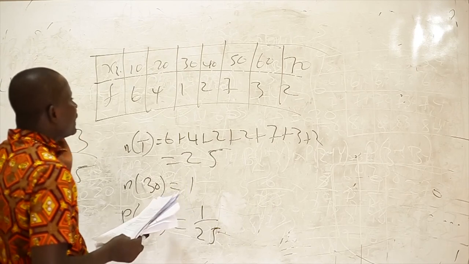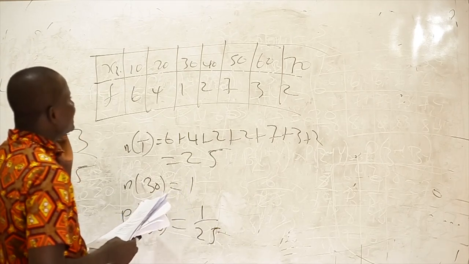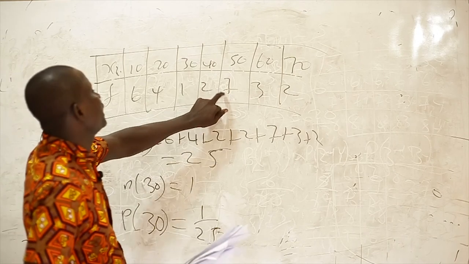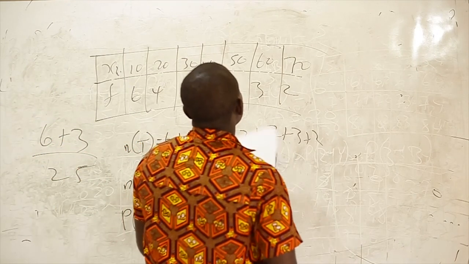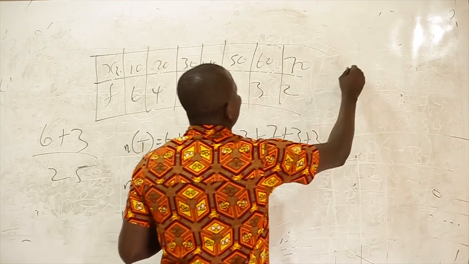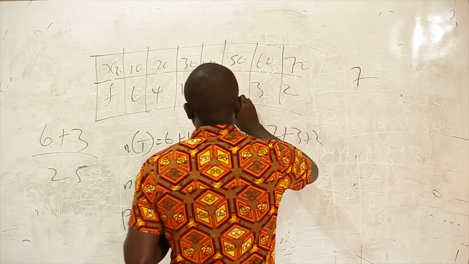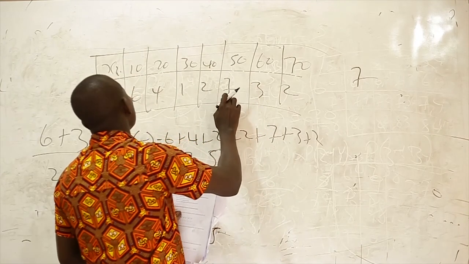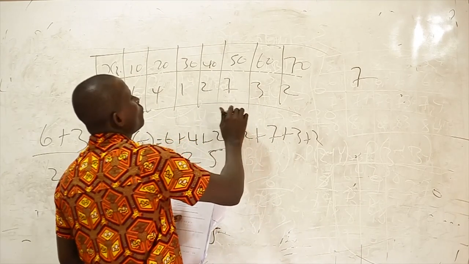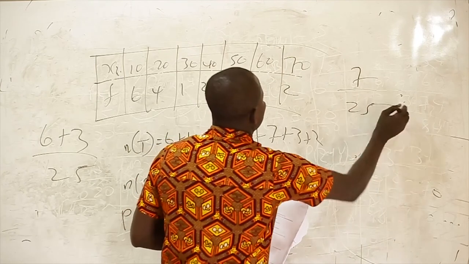When you say modal mark, it is the mark with the highest frequency. The modal is where the highest frequency is, and we have 7. I'm talking about people, the greatest number here. The mode. Why it is the mode, we shall do in statistics and you will understand it better. It will be 7 over 25.